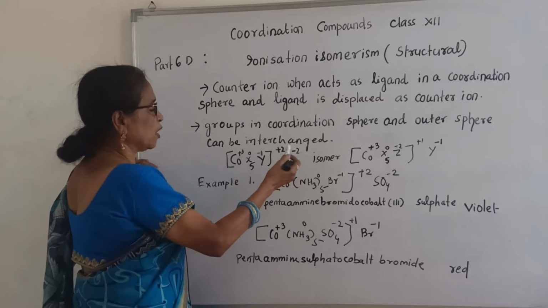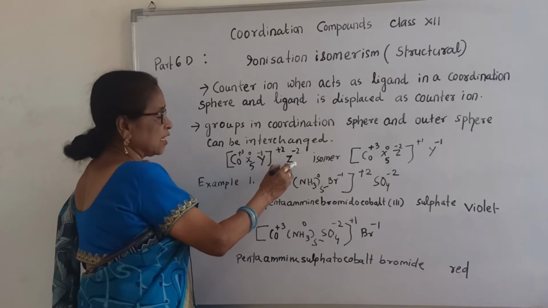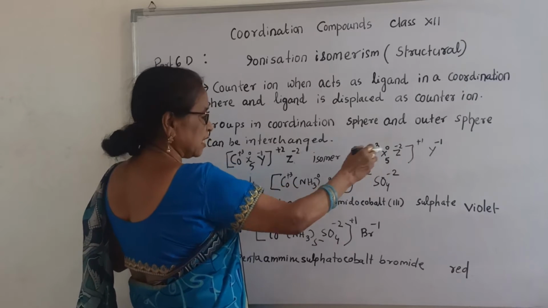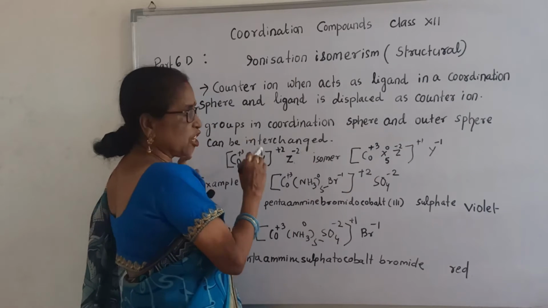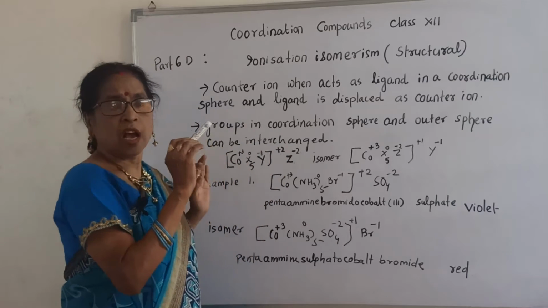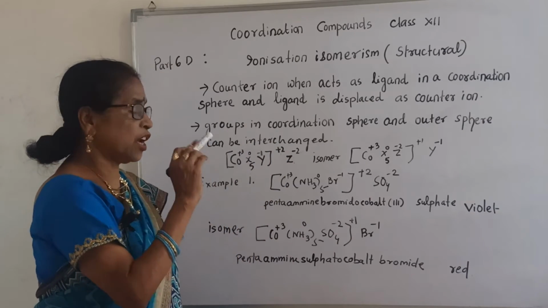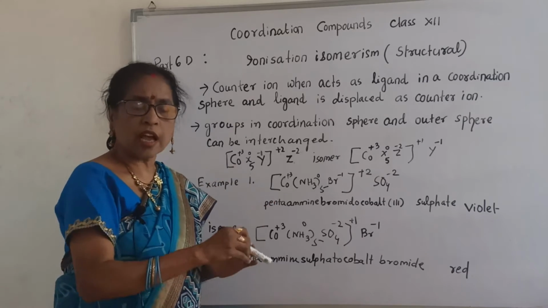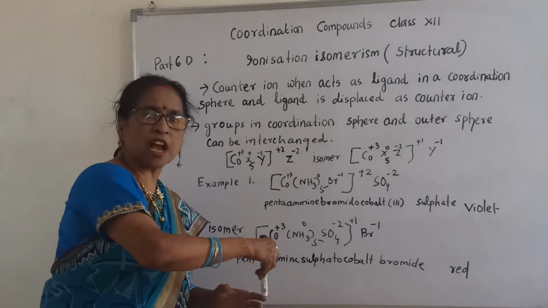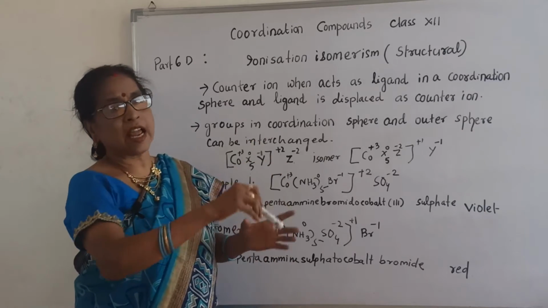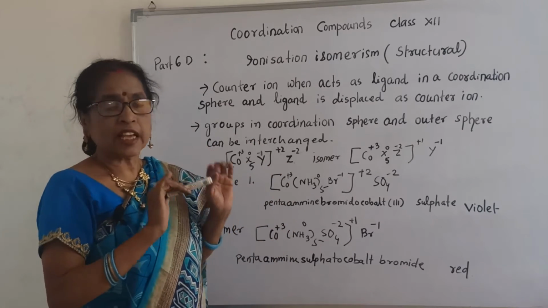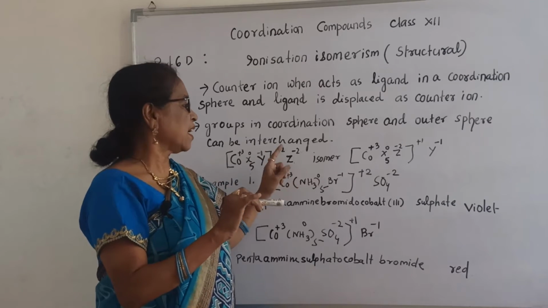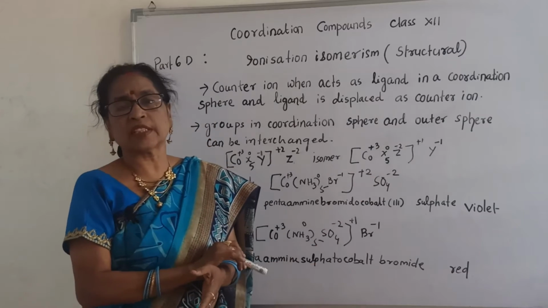Now for its isomer, what to do? Y should be replaced by Z. Z comes inside here and Y goes outside. This is the main general example of ionization isomerism, where the inner ligand goes outside and acts as a counter ion, and the counter ion comes inside the coordination sphere and acts as a ligand. That is the fact. That means in this case Z will show the radical test, and in the other case Y will show the radical test.